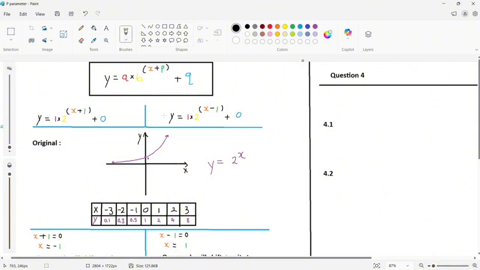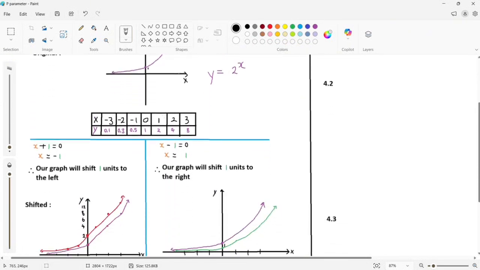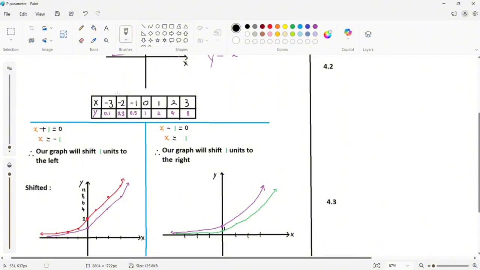And for the other one, given by the equation y = 1 × 2^(x-1) + 0, this means our graph has moved 1 unit to the right. Same thing: x - 1 = 0, then x = 1. That's how we can find the shifting of the graph.